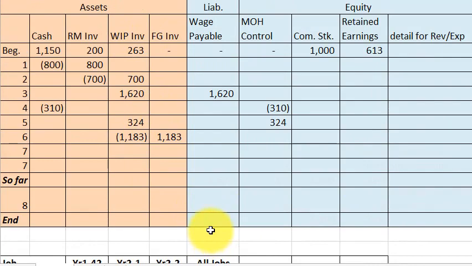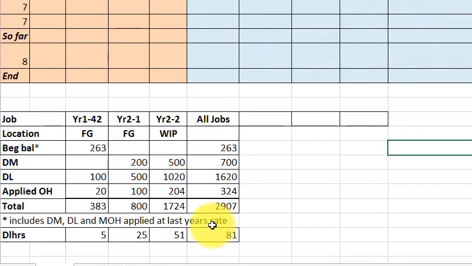Now what was happening is we're selling job 42. So we need to take the cost of job 42 out of finished goods because it's now been sold. That cost will move to cost of goods sold, the expense account on the income statement. So let's move 383 out of finished goods into cost of goods sold.